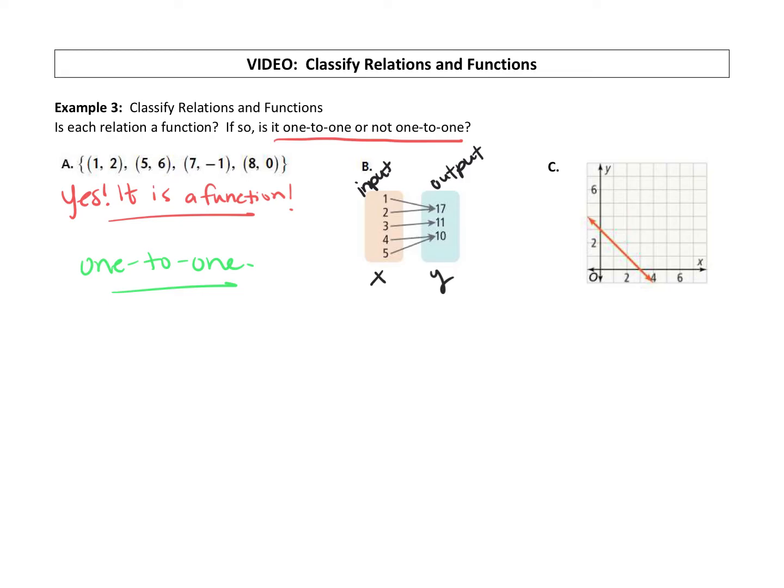So is the relation a function? Does every input map to an output? What we're looking for is I can't have an input map to a 17 and then also map to an 11. I can't have the 2 map to 2 different things. So if you look, each input is mapping to a single output. So yes, this one is a function.